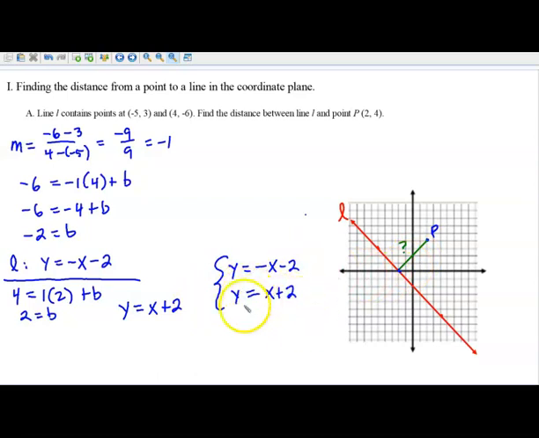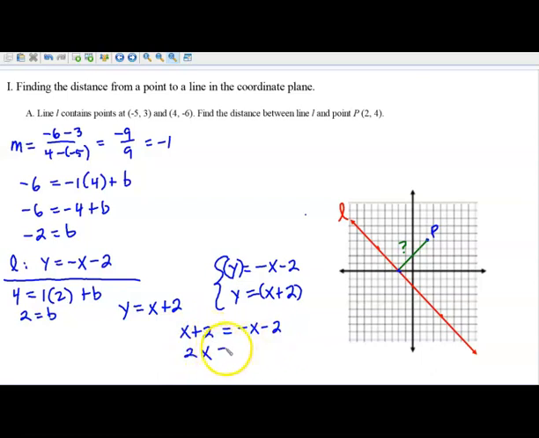And the way we solve a system, we really have choices. We can do elimination, we can do substitution. I'm just going to do the substitution method. And since y is equal to x plus 2, substitution says I can replace this y, for example, with x plus 2, and I can solve for x. So x plus 2 is equal to negative x minus 2. And then I add x to both sides, that's 2x.